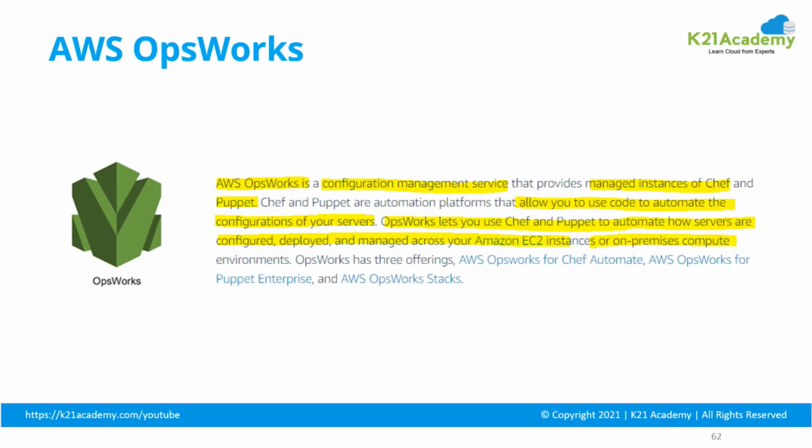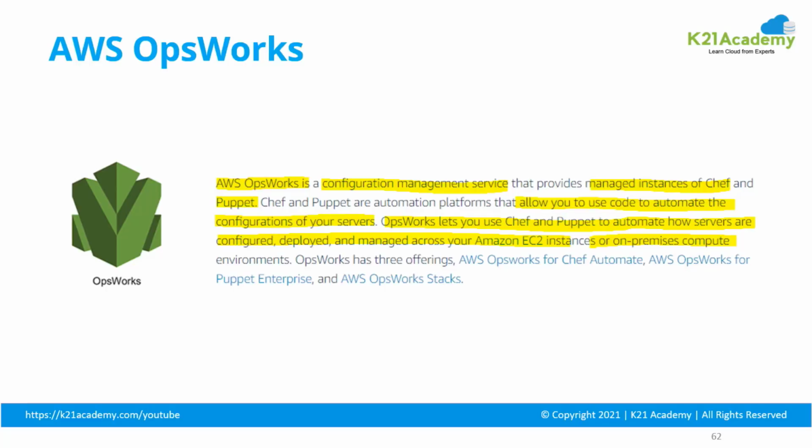Then you have OpsWorks, which is a configuration management. Once your server is built or once your network is laid out, databases are built, servers are built, you can do additional configuration on top of that. So let's suppose I have a virtual machine. I want to install a web server.